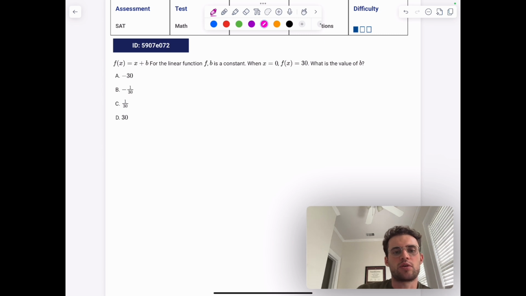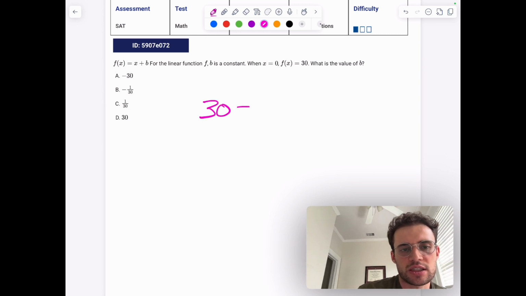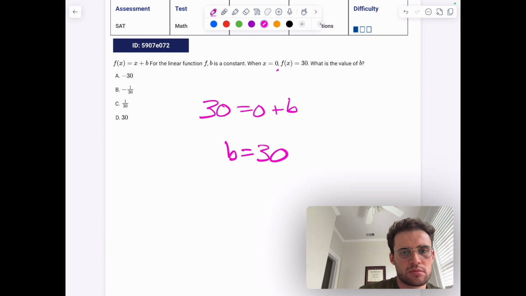f of x equals x plus b. For the linear function f, b is a constant. When x equals 0, f of x equals 30. So we could say 30 is equal to, put in 0 for the x, 0 plus b. What is the value of b? Well, what do you have to add to 0 to get 30? Well, b would have to be 30. So that's all you got to do.